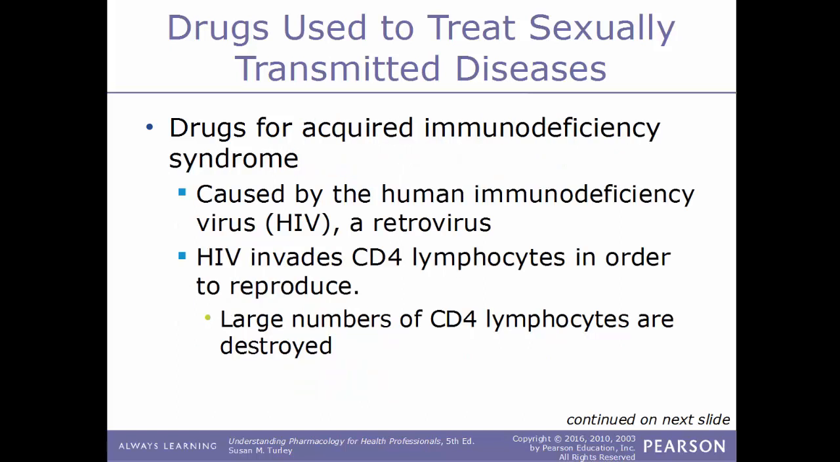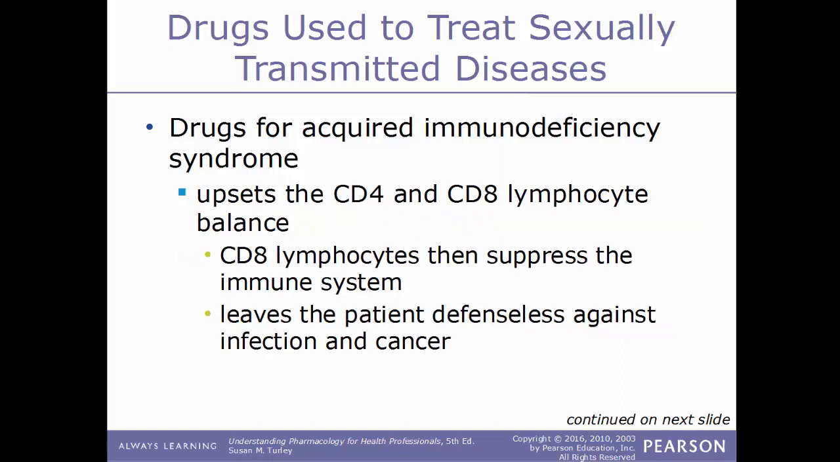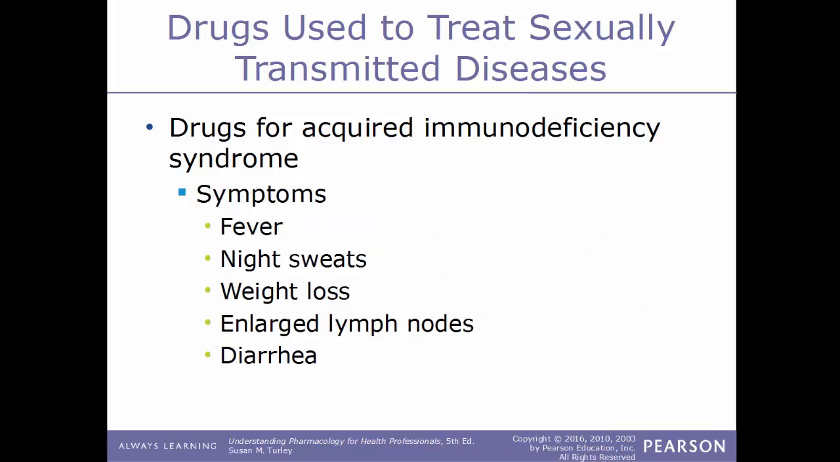Another example of an STD that we'll talk about is AIDS, acquired immunodeficiency syndrome. This is caused by the HIV immunodeficiency virus, which is a retrovirus. And this virus will invade CD4 lymphocytes in the blood in order to reproduce themselves. So when this happens, large numbers of CD4 lymphocytes are destroyed. So this will upset the balance between CD4 and CD8 lymphocytes. CD8 lymphocytes will then suppress the immune system, which will leave the patient basically defenseless against infections and cancers. Symptoms of AIDS: fever, night sweats, weight loss, enlarged lymph nodes, and diarrhea.